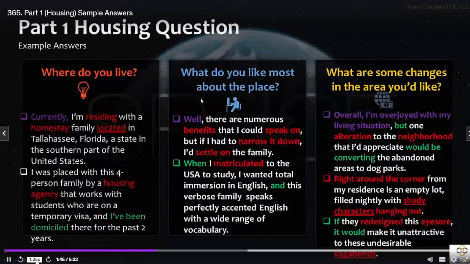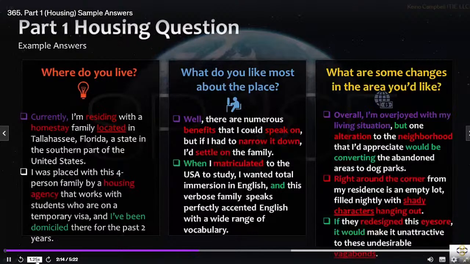Now, next question. What do you like most about the place? Well, there are numerous benefits that I could speak on, but if I had to narrow it down, I'd settle on the family. When I matriculated to the USA to study, I wanted total immersion in English, and this verbose family speaks perfectly accented English with a wide range of vocabulary.